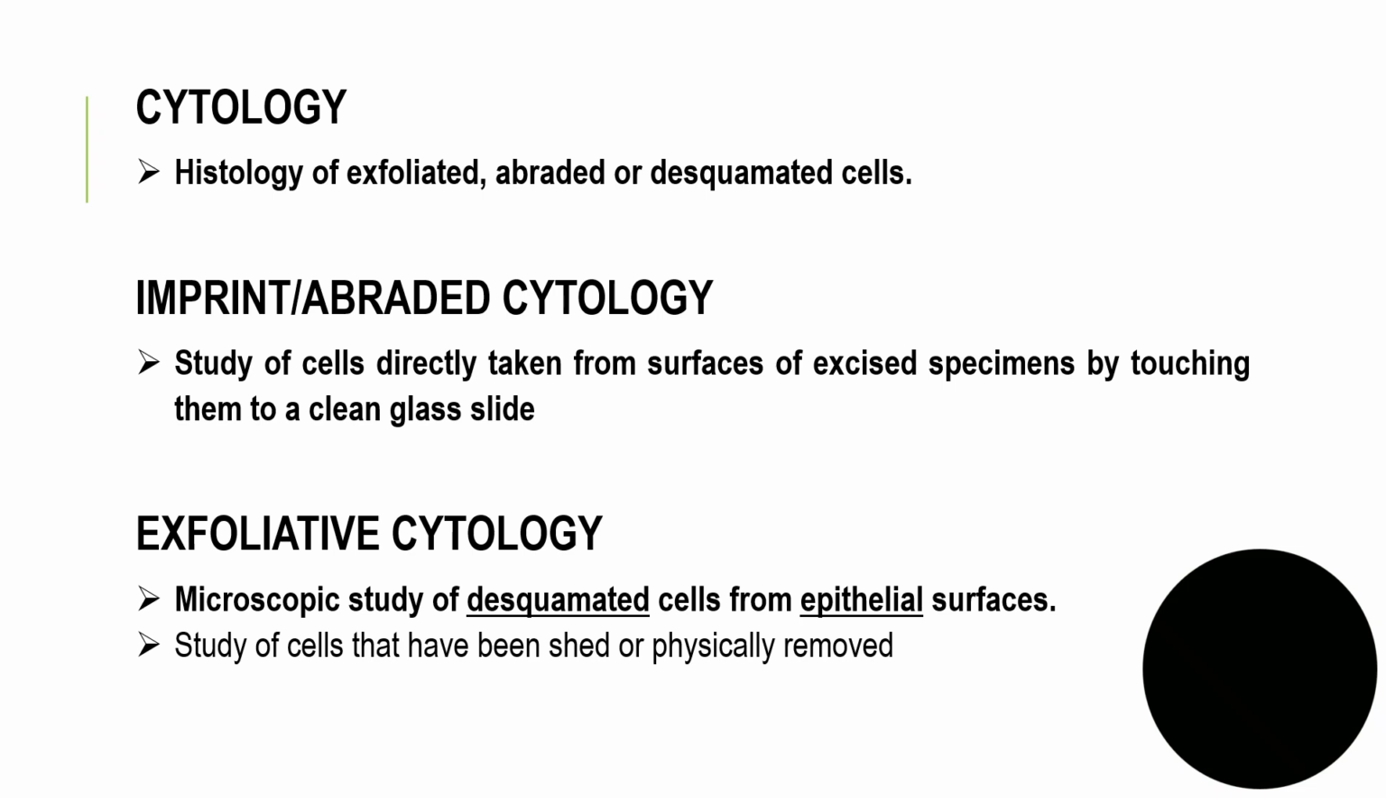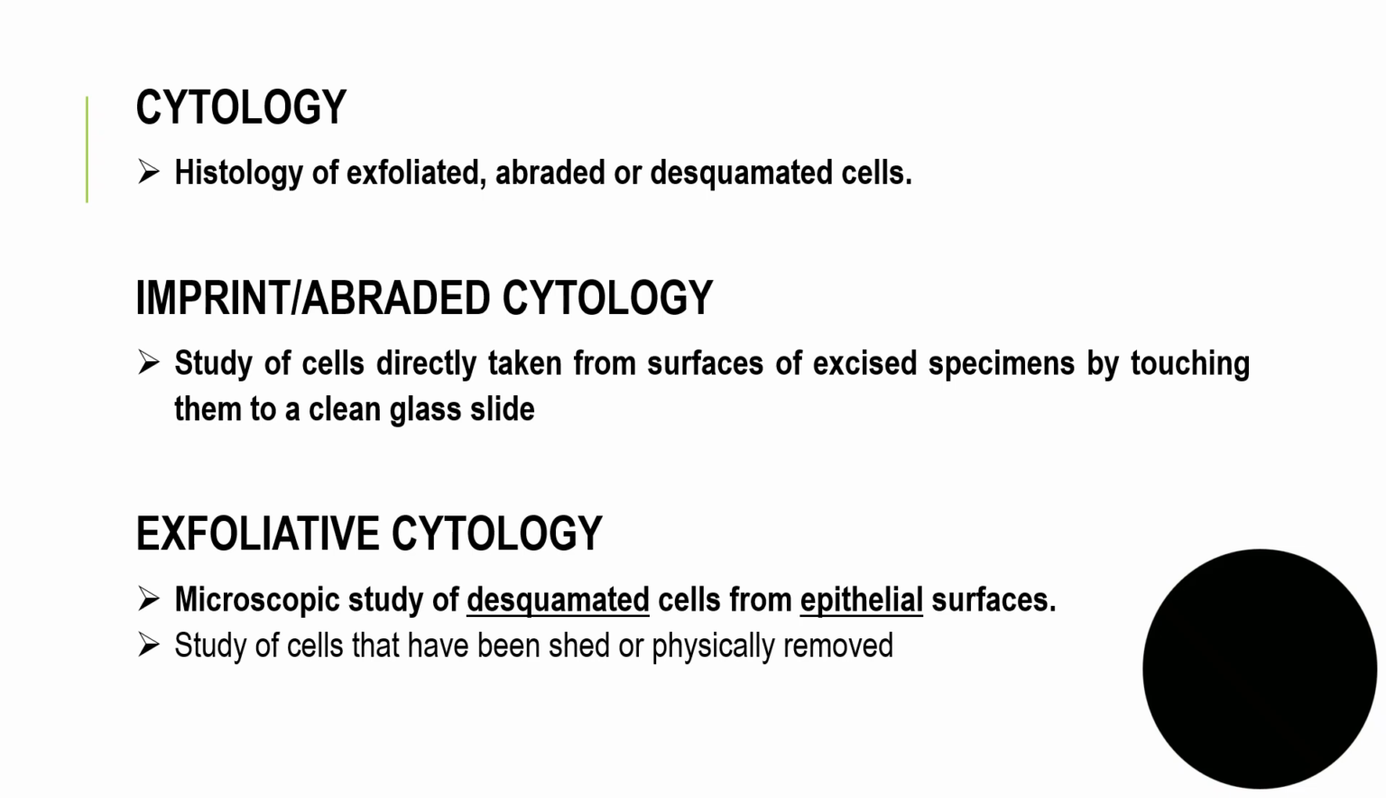We have three key definitions here, and it is crucial that you distinguish them from one another because they are often tested. First, cytology. Cytology in the histopathology context is the study of the histology of exfoliated, abraded, or desquamated cells. Simply put, it is the microscopic examination of individual cells, as opposed to histology, which examines tissues. The word cytology comes from the Greek word skytos, meaning cell, and logos, meaning study. Second, imprint or abraded cytology.